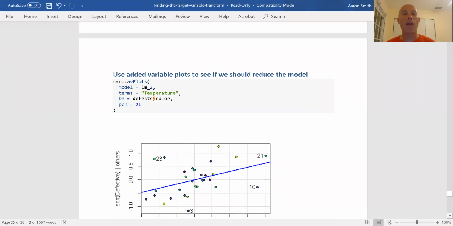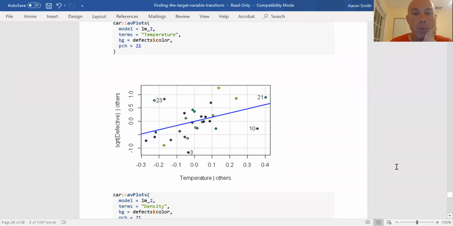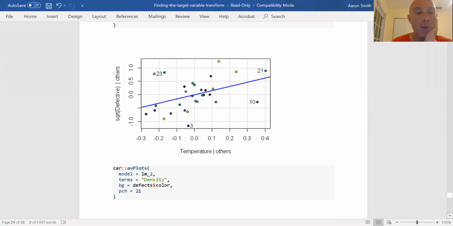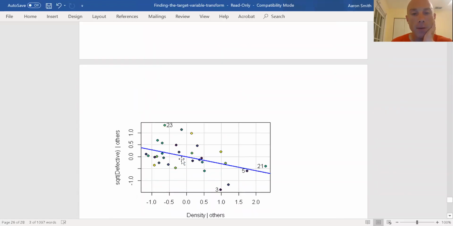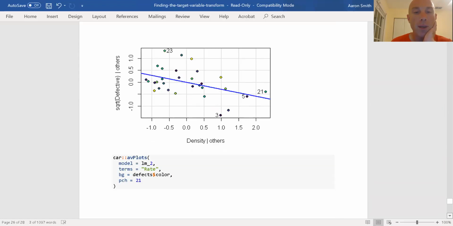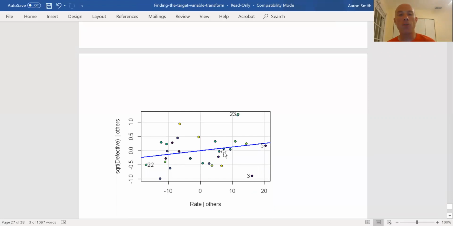All right, so now let's do the added variable plot to see, should we keep temperature considering that we have the other variables included? I conclude yes, that is a non-horizontal slope. Okay, so now let's look at density. And I say that that is a non-horizontal slope. So we would want to keep density. Now here, this is not much of a slope.